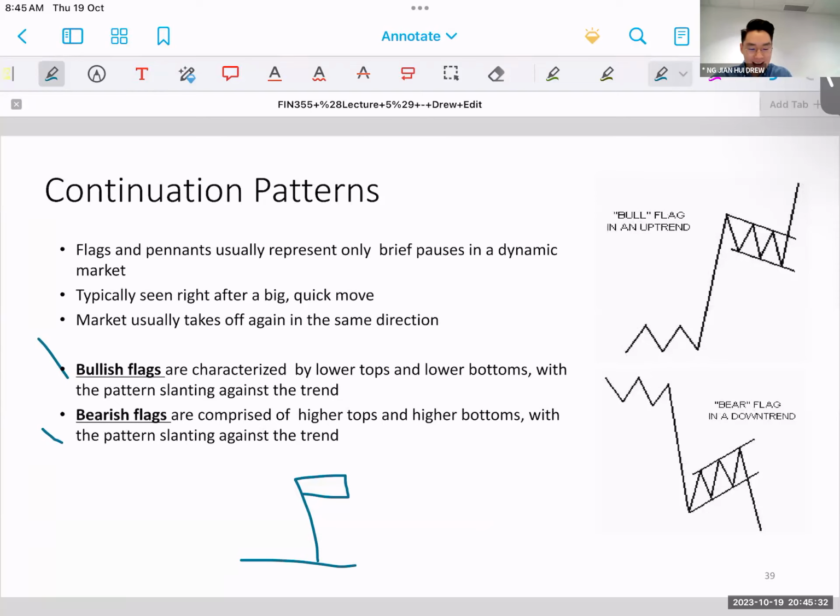It's characterized by a lower top, and there is a sudden upwards trend and then a very high top here. So this is a bullish flag. A bearish flag is a high top, but then it drops down to a low bottom here. So these are flags, and they are continuation patterns.